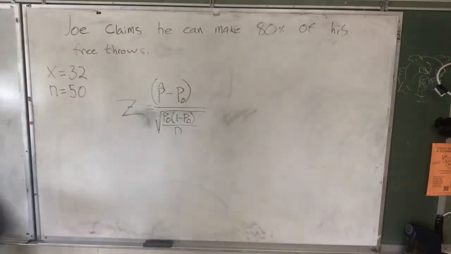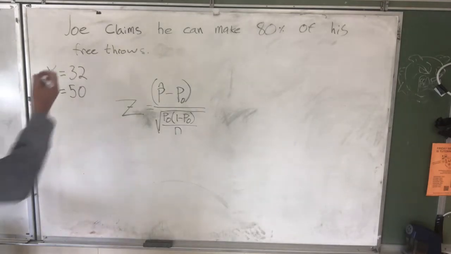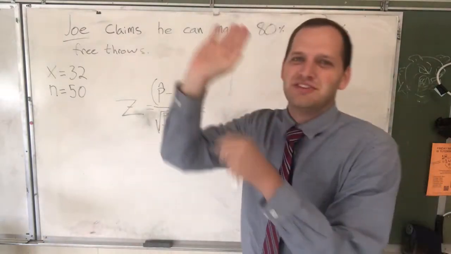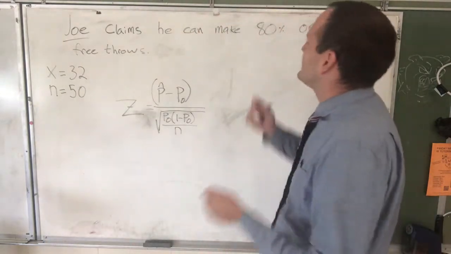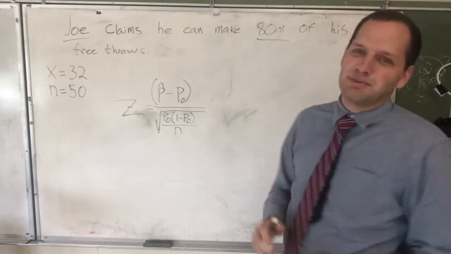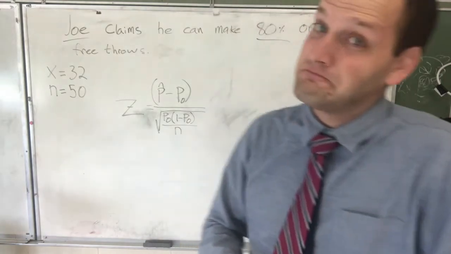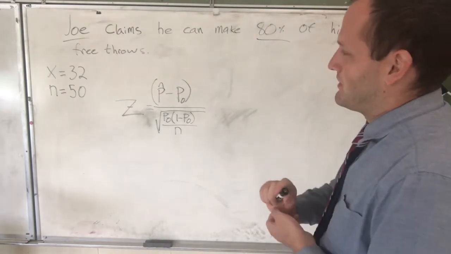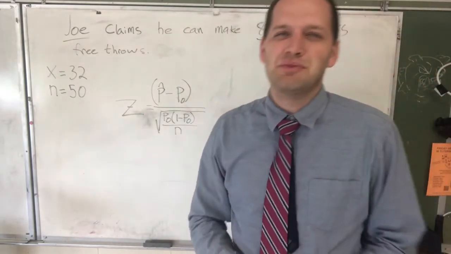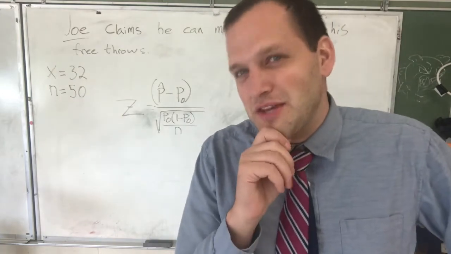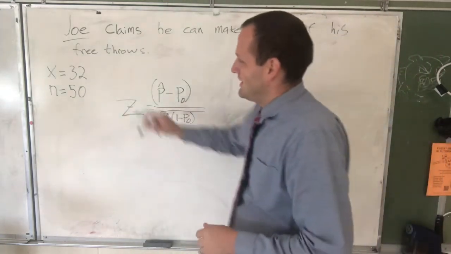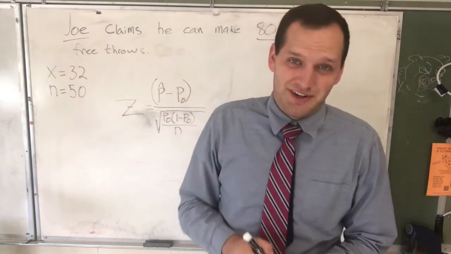Okay? So as an example, let's say that we have Joe. Joe is the coolest guy on the basketball team. He's just dribbling the ball. He's making a whole bunch of shots. And he claims he can make 80% of his shots. That's pretty good. Of his free throws at least. So we go to a game and we watch Joe during the game, and he shoots 50 times, and out of those 50 times he shoots, he makes 32 of the shots.